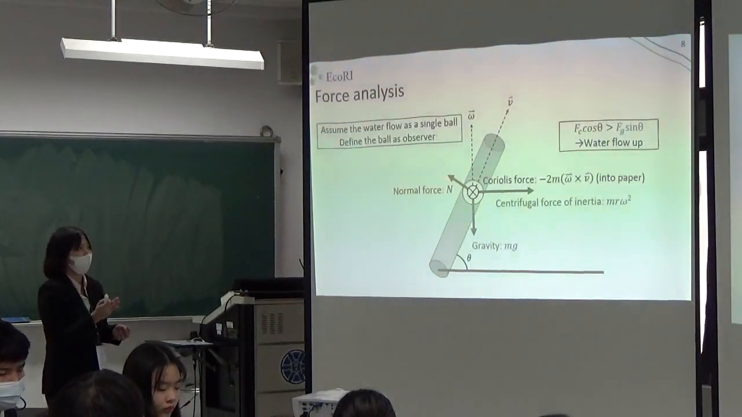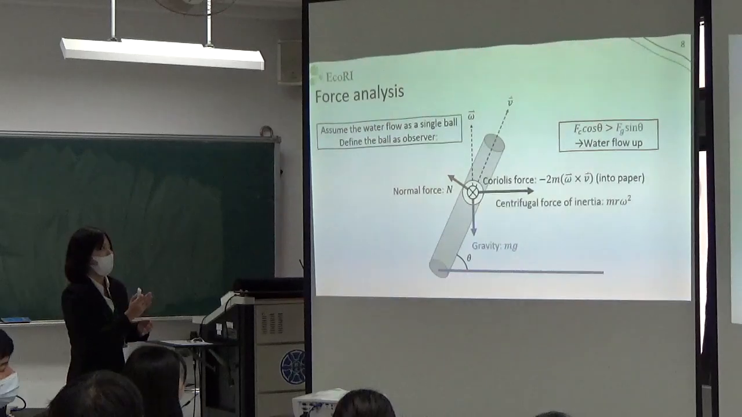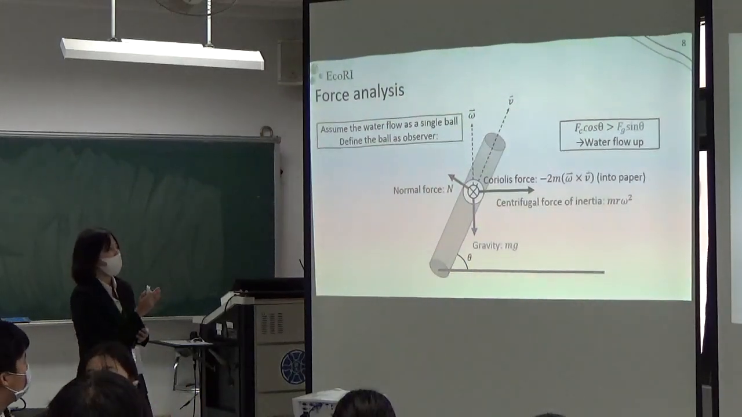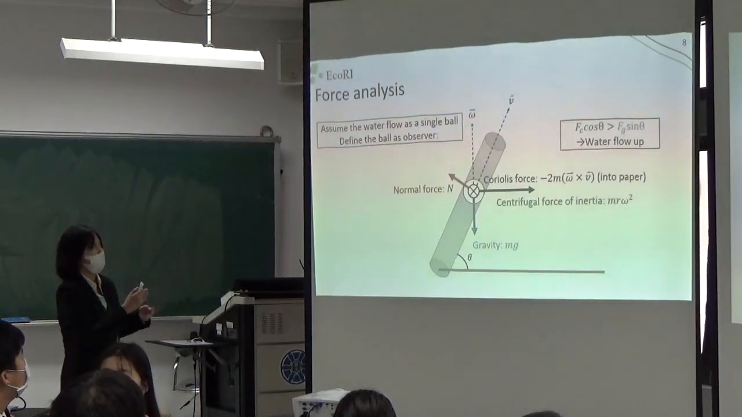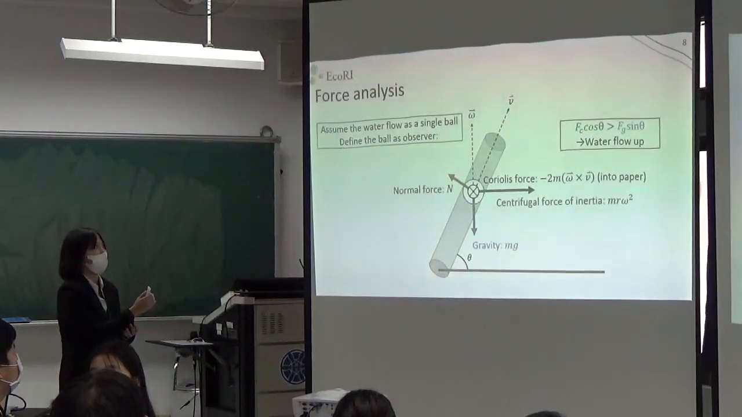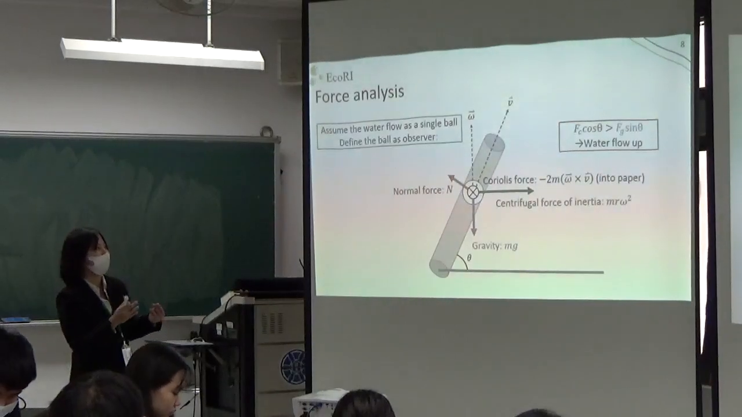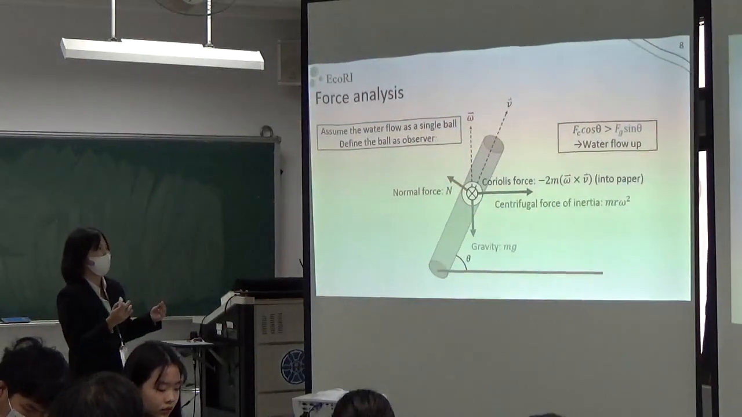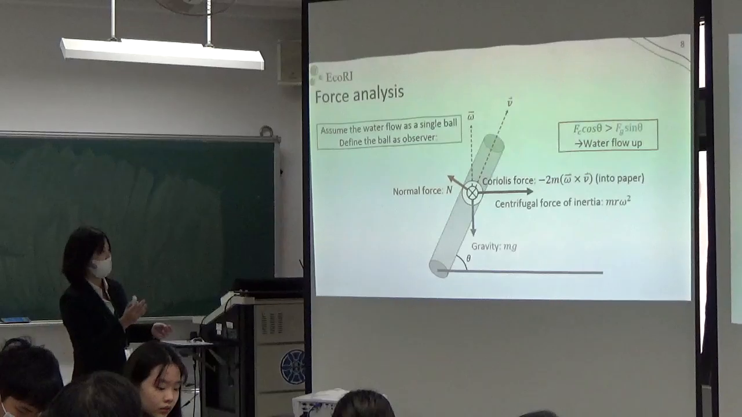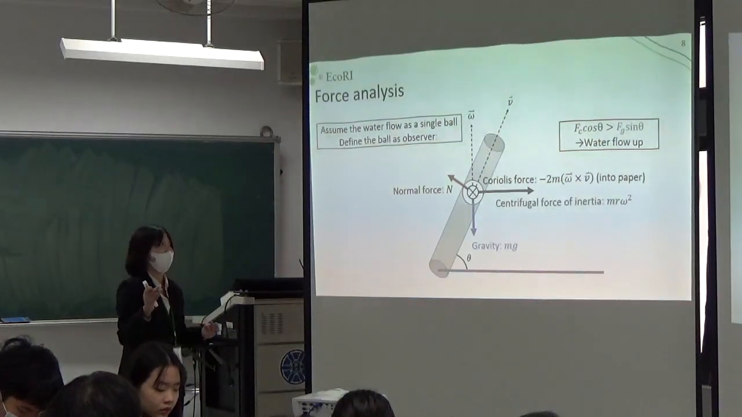And here is the force analysis. We draw the normal force, the centrifugal force and the drag. And we treat the water flow as a single ball and take the ball as the observer. So we need to consider the Coriolis force, which is equal to -2mω × v. And the direction of it is into the paper.